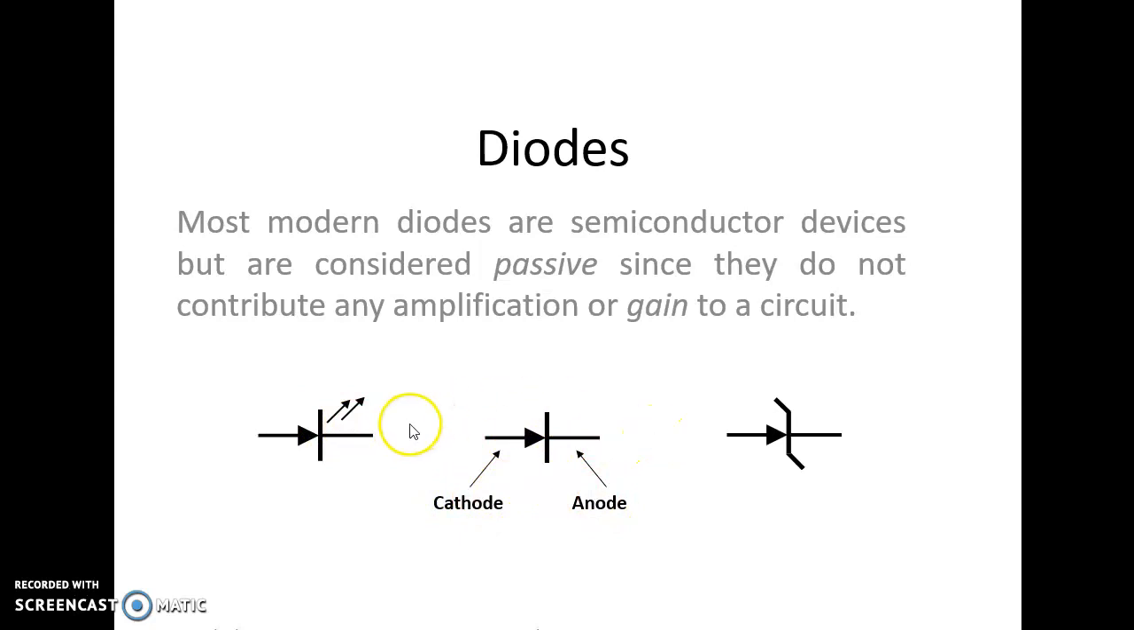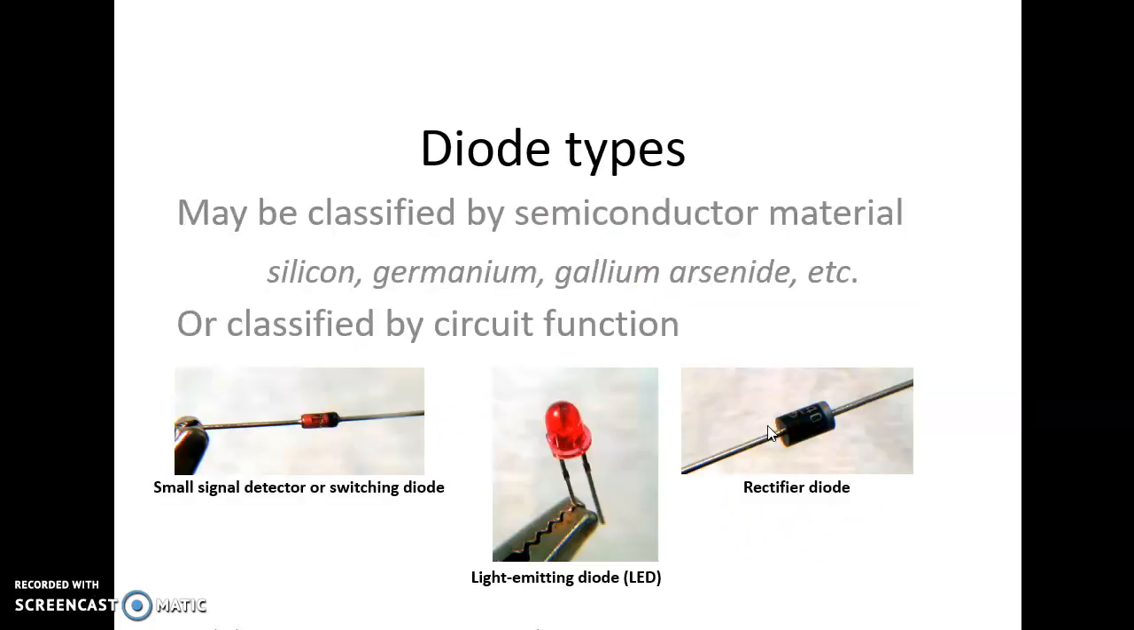And see, there are three different symbols. This is nothing but the symbol for an LED. What is an LED? Light emitting diode. You can see LEDs everywhere, wherever you have a display. And this is nothing but a Zener diode.